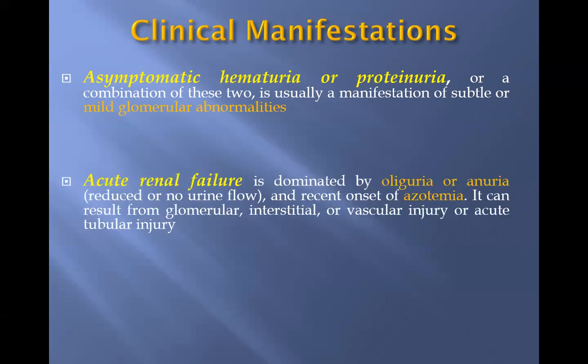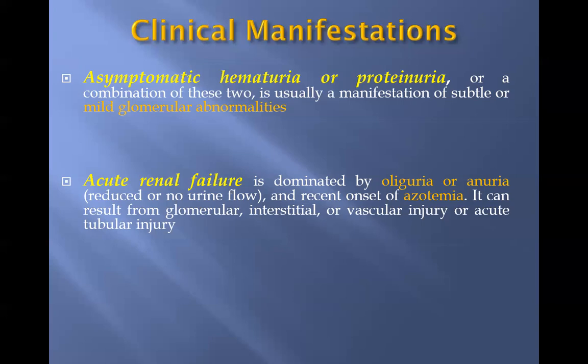Then acute renal failure, dominated by oliguria or anuria. What is oliguria? Less amount of urine. Anuria means absolutely no urine. Recent onset of azotemia. What is azotemia?